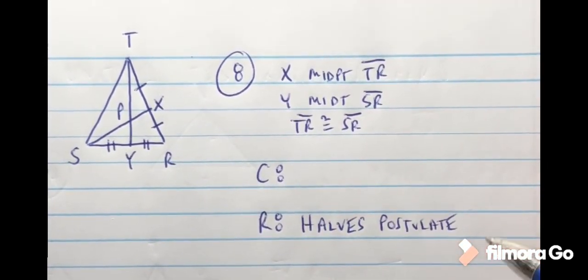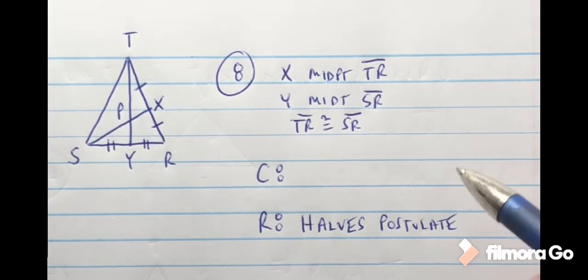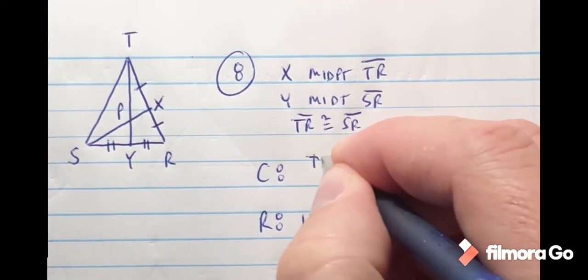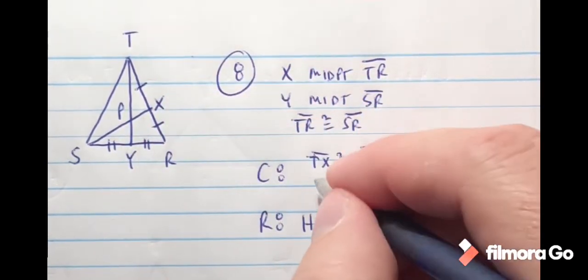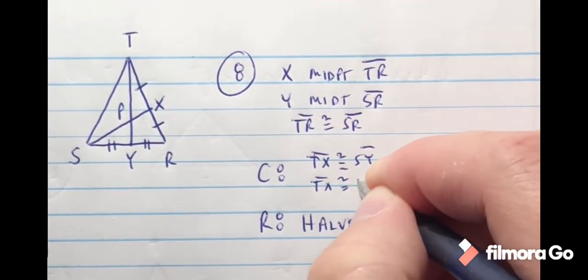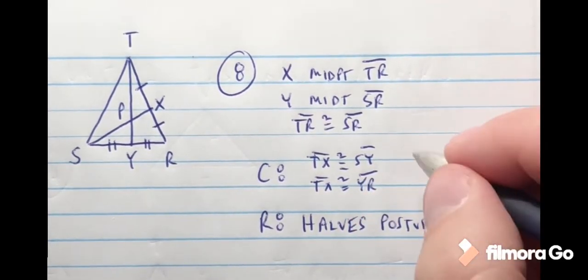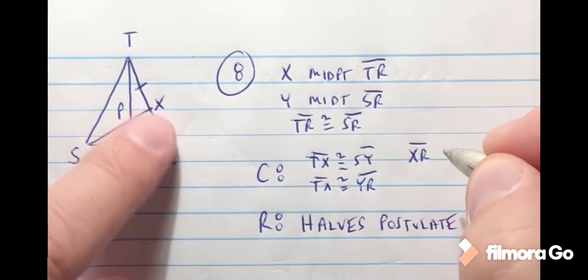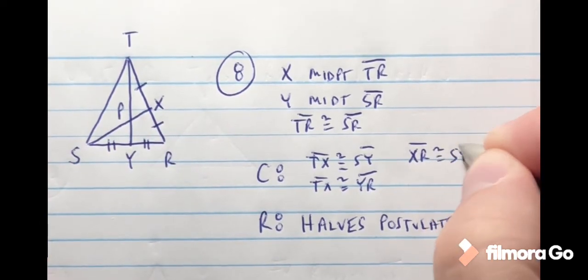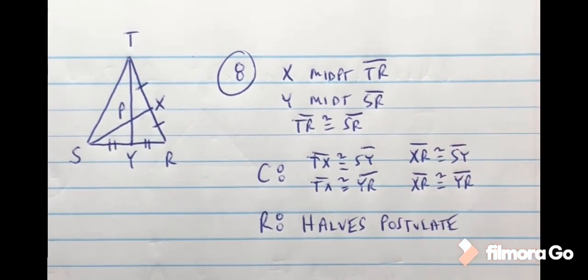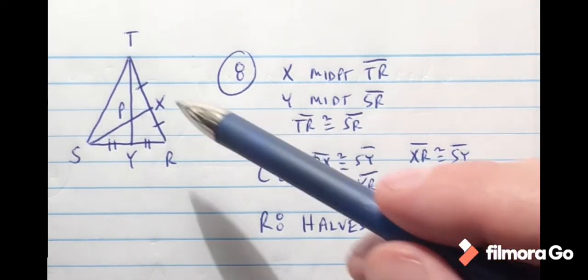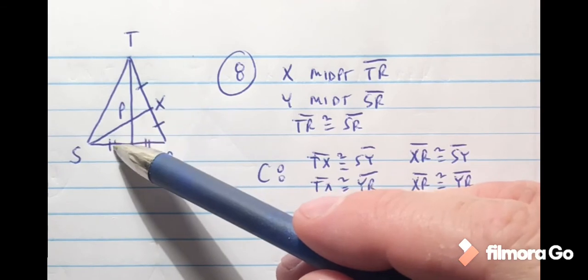Now, for the statements or conclusions, we have four possibilities. I can say that TX is congruent to SY. I can say that TX is congruent to YR. I can also say that XR is congruent to SY, or XR is congruent to YR. Again, you only have to make one of those four statements. Indicator, again, with halves postulate, it has to be one part from this line and one part from the other line.